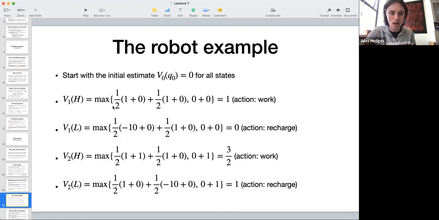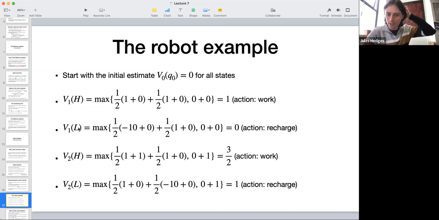For following the work action, with probability 1/2 we transition into the same state, and with probability 1/2 we transition into the low battery state. In each case we get a payoff of 1, and then we have a discounted copy of the payoff of the state we're transitioning to. In both cases, that's 0. So it happens that this is 1. 1 is greater than 0, so the next estimate of the value of the high state is 1.